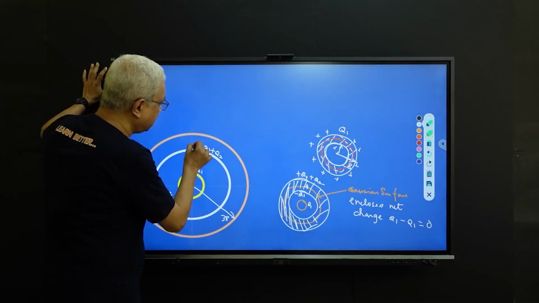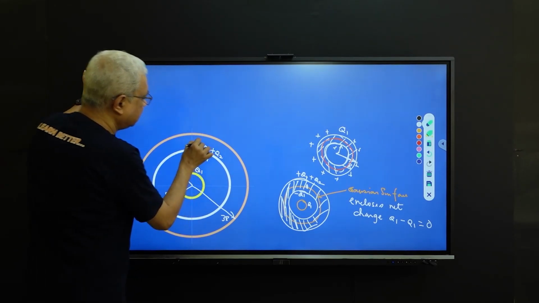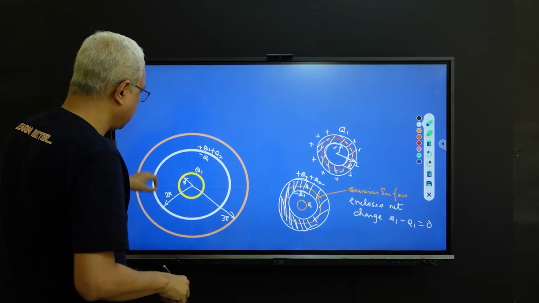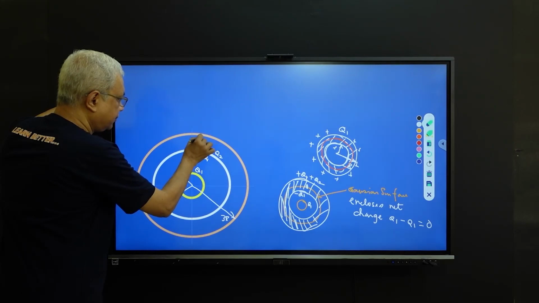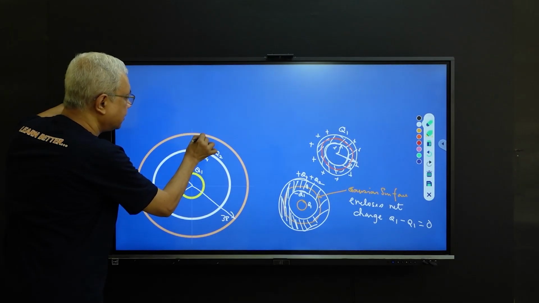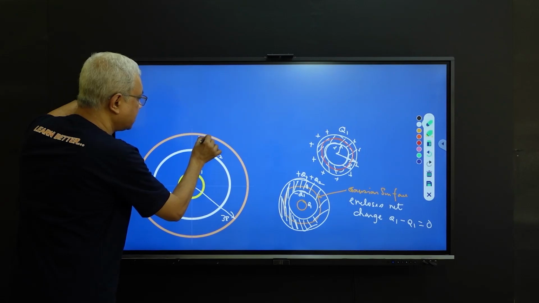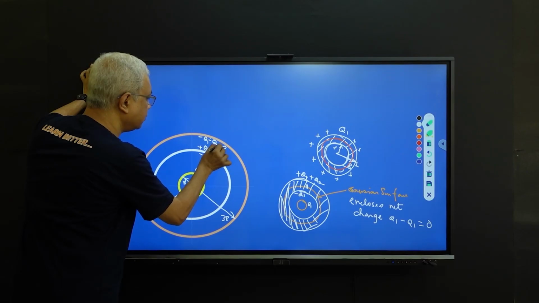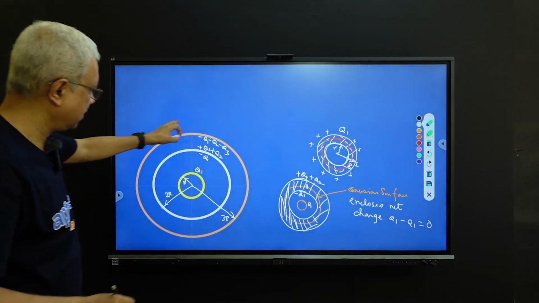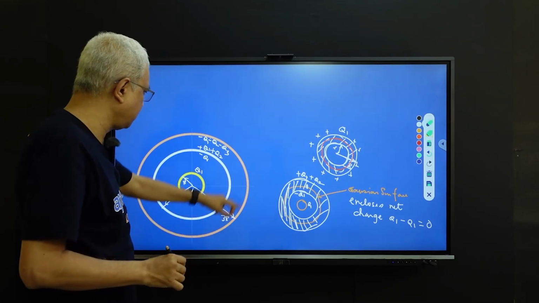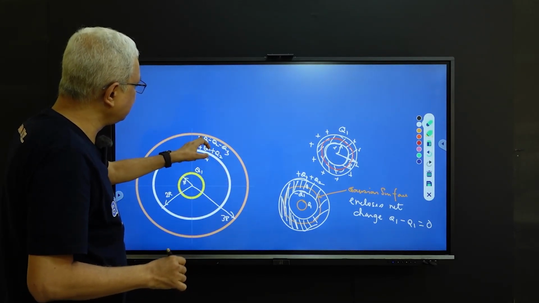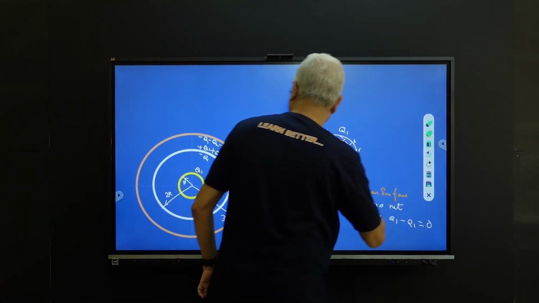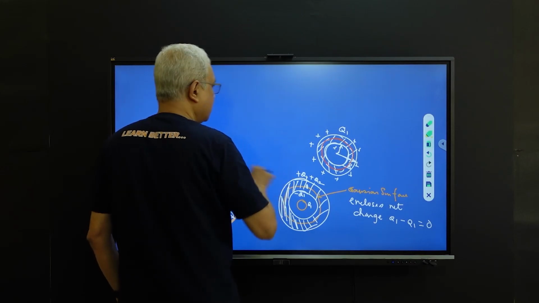Now, as soon as there is a charge plus q1 plus q2 on the outer surface of the white spherical shell, there will be an induced charge on the inner surface of the outer sphere. The induced charge on the inner surface of the outermost spherical shell will be minus q1 minus q2.